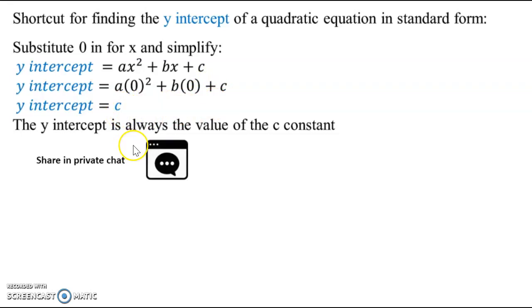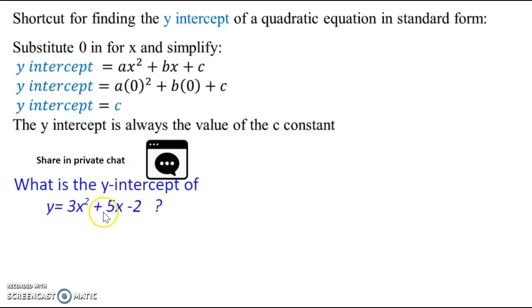And that was the case with our two previous examples, the one that you did and the one that I showed you as well. So I want you to tell me in private chat, what is the y-intercept of y equals 3x squared plus 5x minus 2?